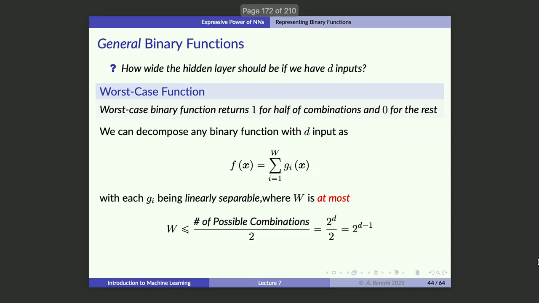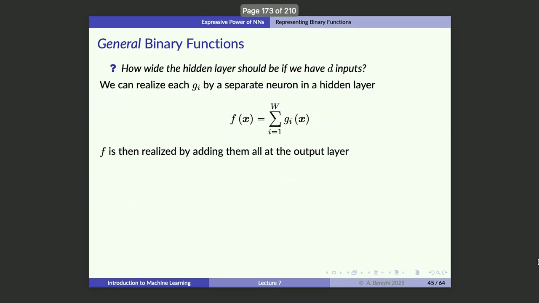So this is the conclusion that any function that I have, even if it is the worst case function, the most complicated one, I can at the very end of the day write it down in that decomposition. And that decomposition at most is going to have 2 to power d minus 1 different terms. So I basically need 2 to power d minus 1 different neurons in the hidden layer. And then I sum them up at the output layer. I'm going to have my function realized, correct?